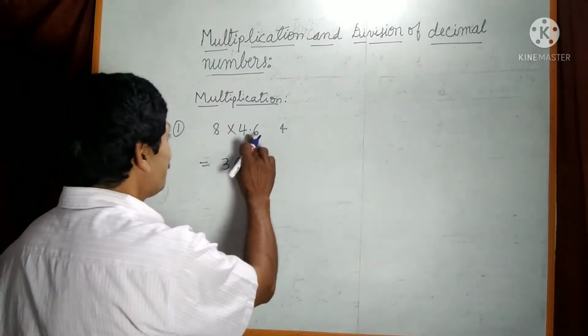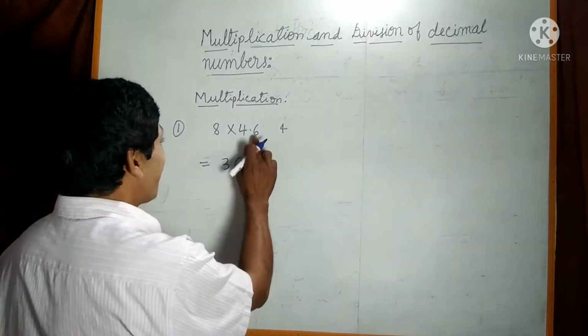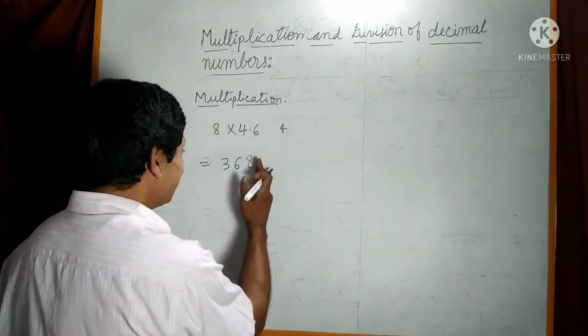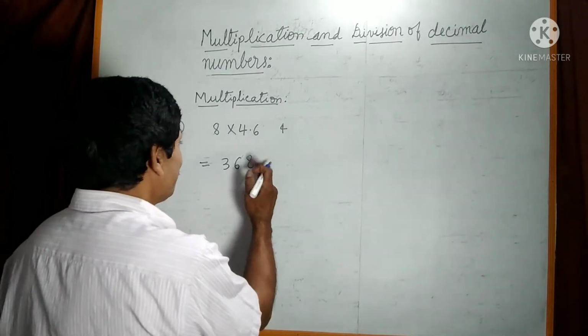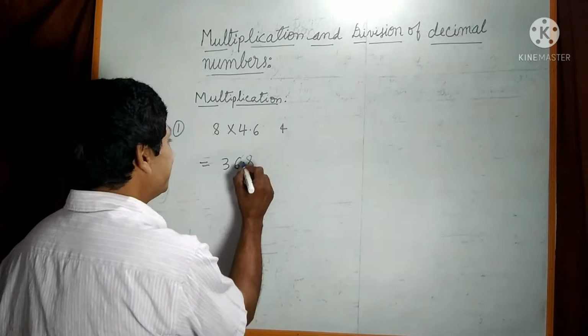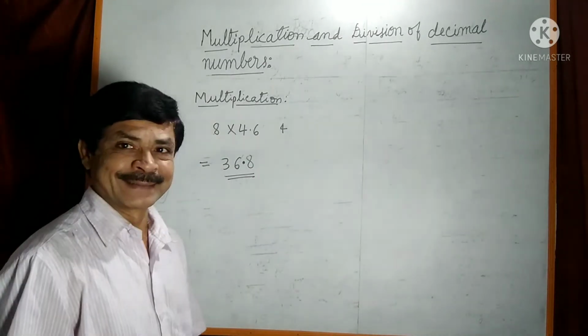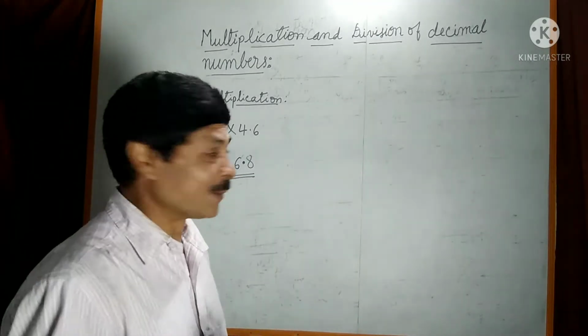Now we have to put the decimal point. Here in the decimal part, there is one digit after the decimal point. So from the right side we have to put the decimal point after one digit. This is your answer. This can be done in a second method also.